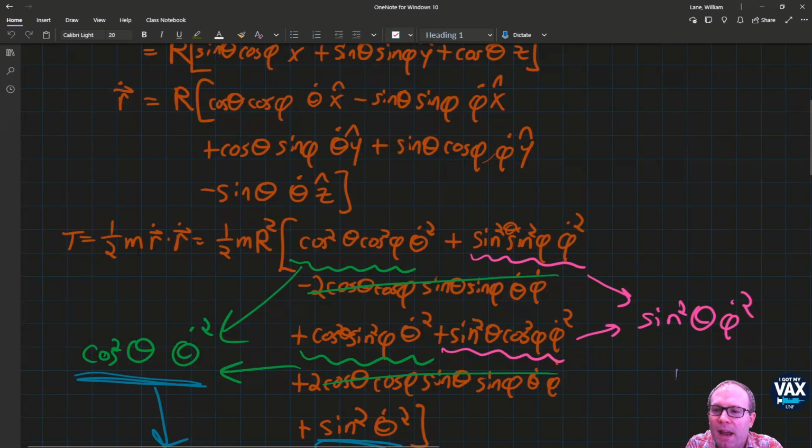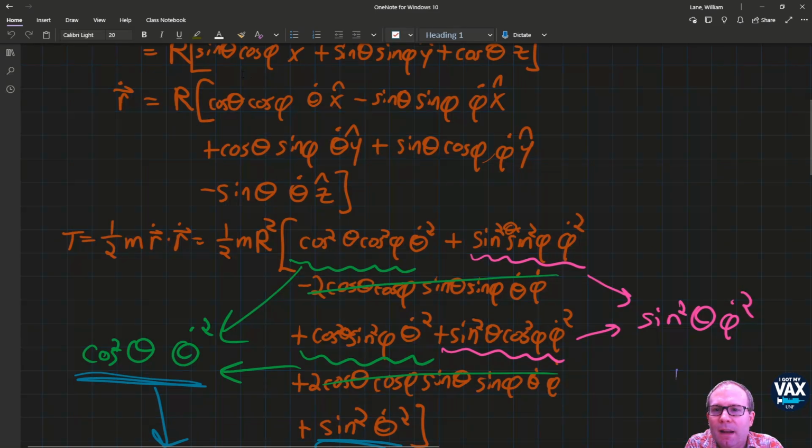So we're going to take 1 half mv squared. So v squared is going to be the dot product of r dot with r dot here. And so we've got quite a bit of multiplication to do. Each one of these sets of coordinates here is going to give us a different FOIL problem to do. Remember, with the dot product, x hat dot y hat equals 0, y hat dot z hat equals 0, z hat dot x hat equals 0. So even though it looks like you've got 5 terms times 5 terms, it really doesn't end up being that many, because it's only the x's that get mashed together, only the y's that get mashed together, and then only z that mashes together with itself.